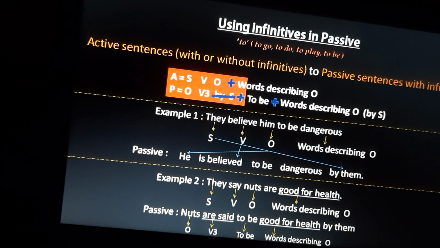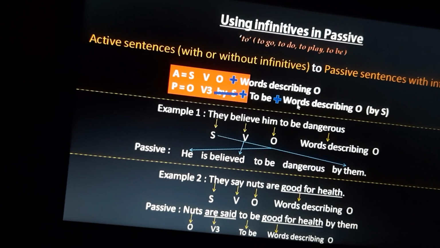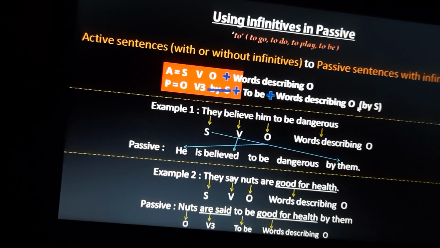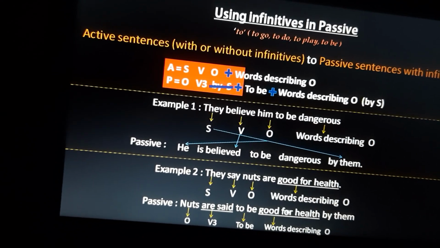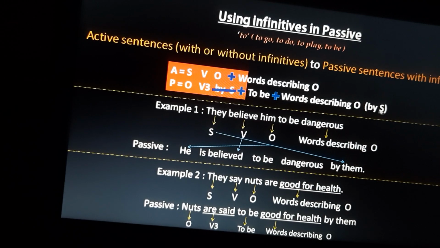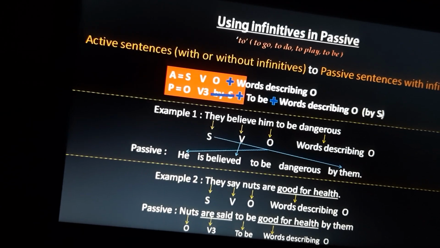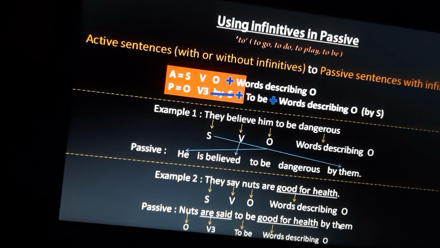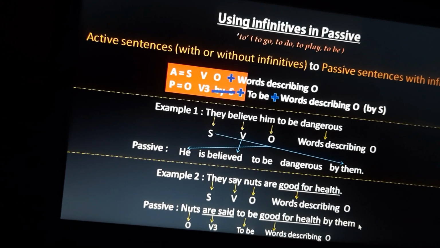Next in the formula we have to be. So we have added to be here. Then in the formula we have words describing the object. So here the words describing the object are good for health. Then in the formula we have by s, it is written in bracket because it is optional. It is fine even if we don't write this, but we have written it here by them. So this is the passive voice using infinitives.